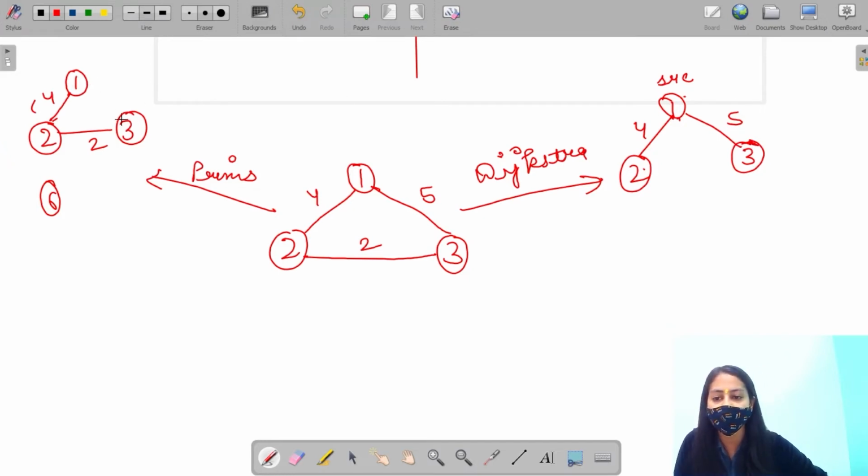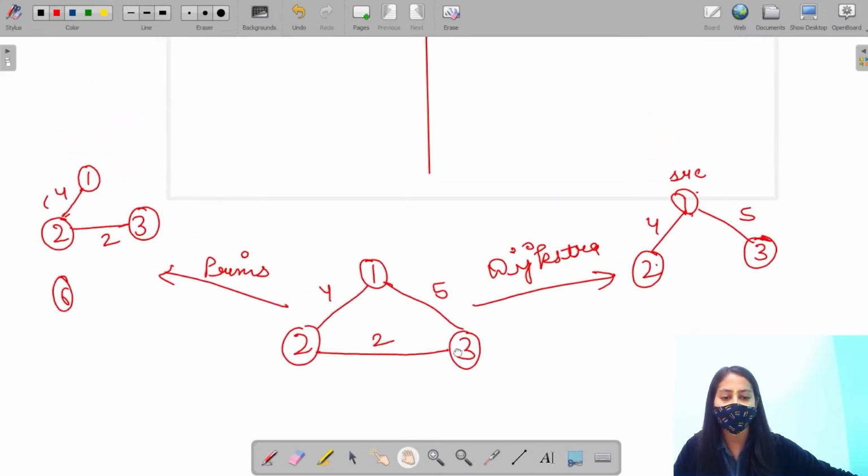Here, the distance to reach 3 from 1 is what? 6, right? So the minimum spanning tree, Prim's algorithm, is not going to give you the shortest distance, the result provided by Dijkstra's algorithm, always, right? So this is the major difference.